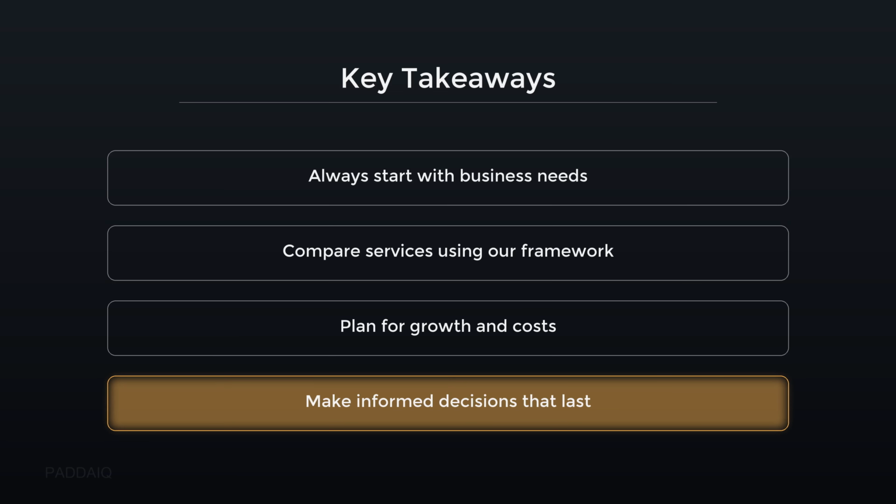Make informed decisions that last. This means choosing solutions that are scalable and sustainable, avoiding costly rework. For example, selecting a multi-cloud strategy ensures your application runs reliably across different environments long-term. By planning with foresight, your initial choices continue to deliver value and adapt as your business evolves.